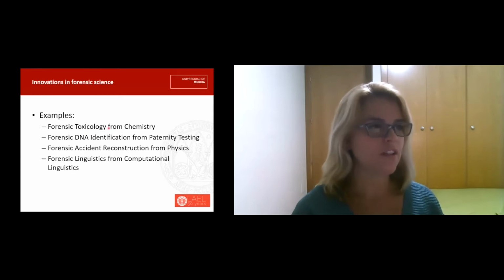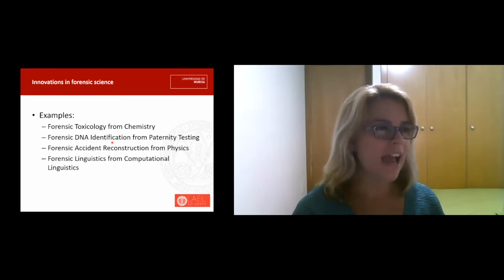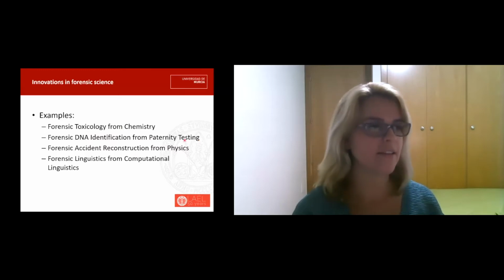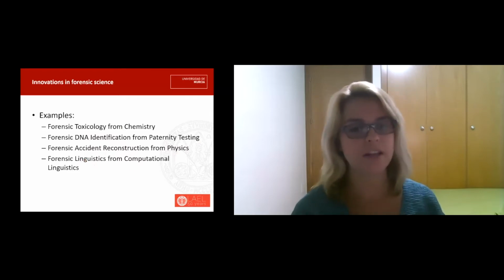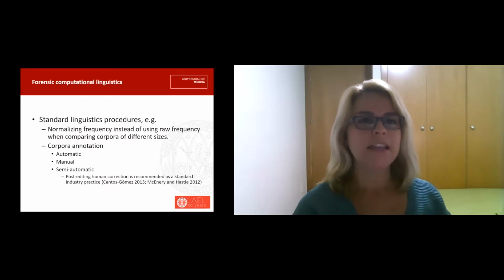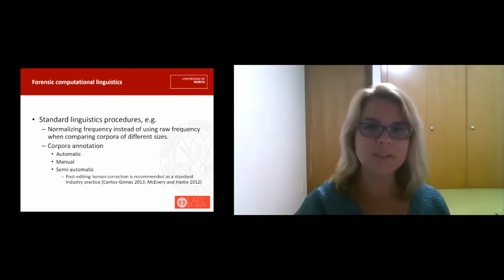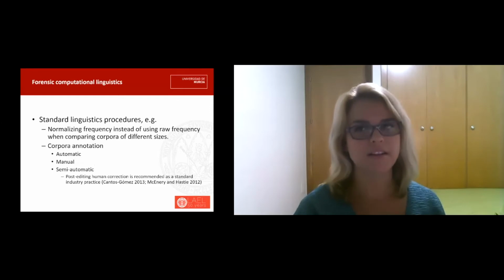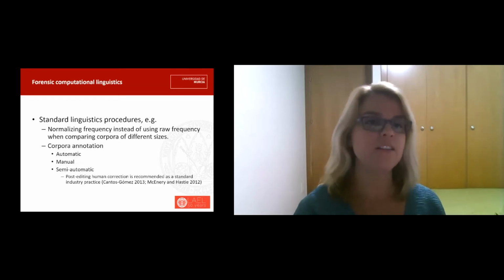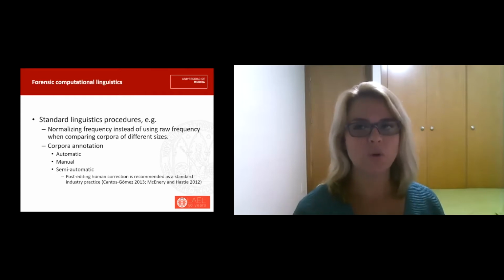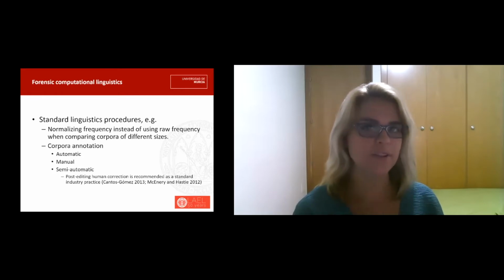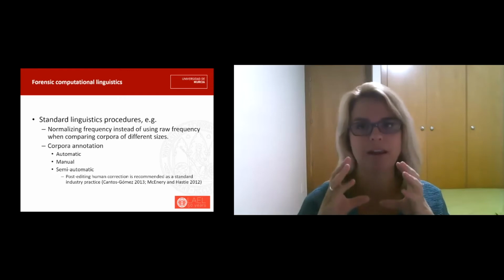Forensic toxicology from chemistry, forensic DNA identification from paternity testing, forensic accident reconstruction from physics, and, in our case, forensic linguistics from computational linguistics. In this field, it's especially important for corpus linguists that they follow standard corpus linguistics procedures when they work in the forensic setting. For instance, word frequency can be presented as a raw count, but this is not as useful as the relative or normalized frequency of the word in relation to the entire word count of the corpus.